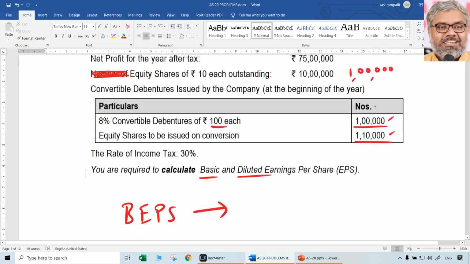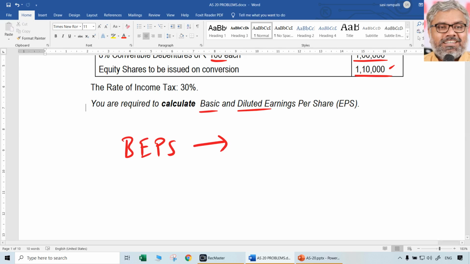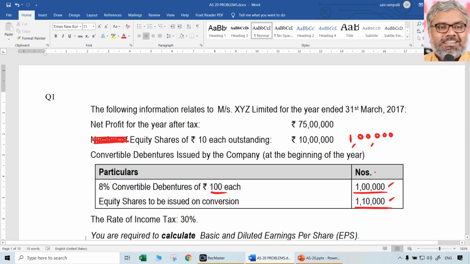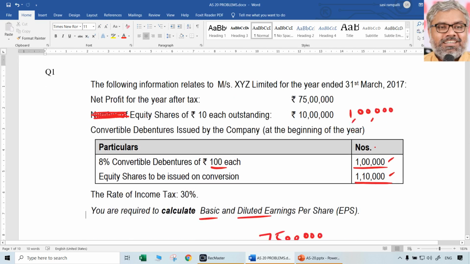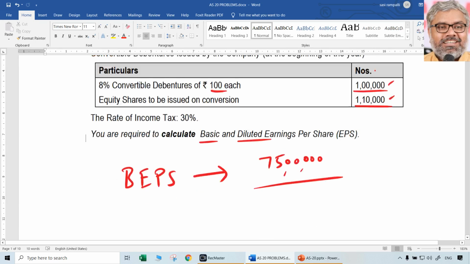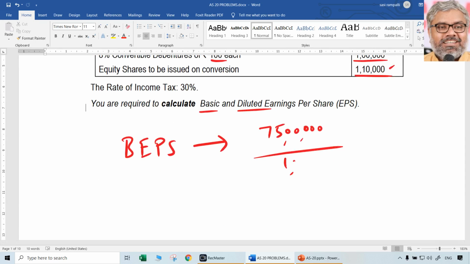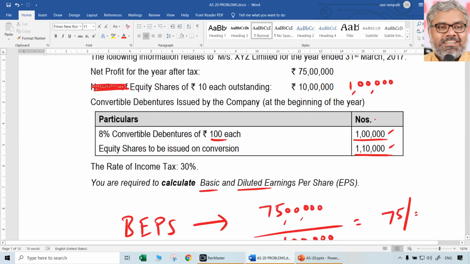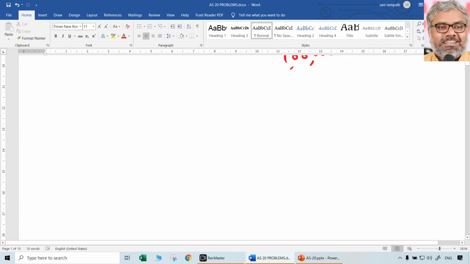So let us say 75 lakhs rupees, that is the net profit attributable to the equity shareholders, that is after tax given already, divided by number of equity shares, according to us as we have taken it, 1 lakh. So if this is the number of equity shares, then what is the basic EPS? Naturally 75 rupees per share. For that you need to write the formula, substitute, show the answer. That is basic EPS. Then diluted EPS.